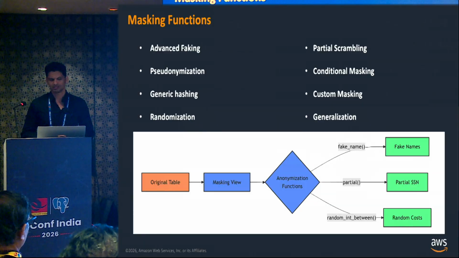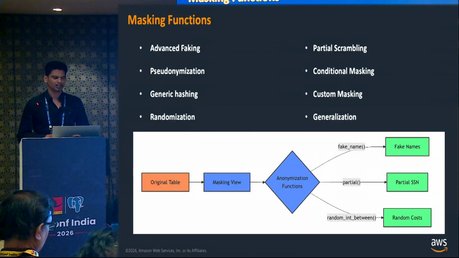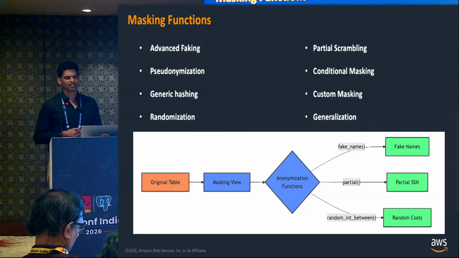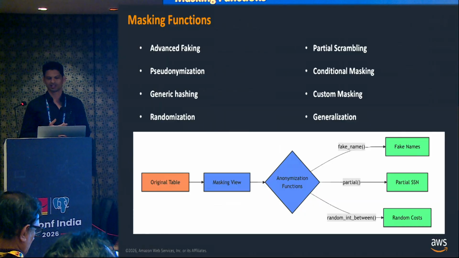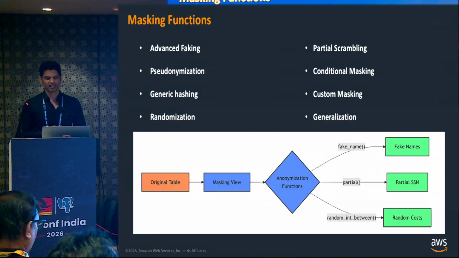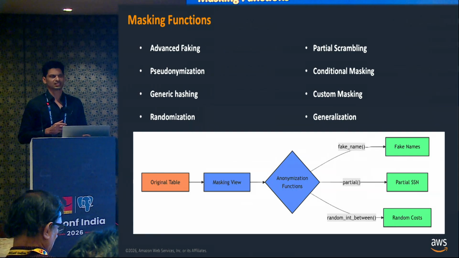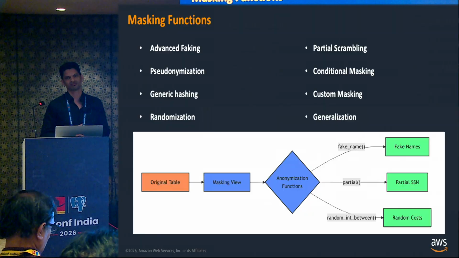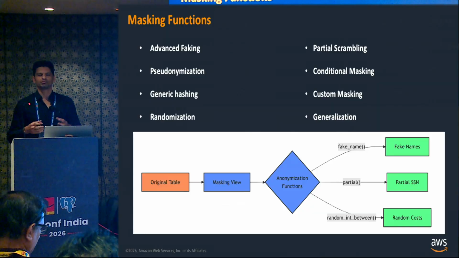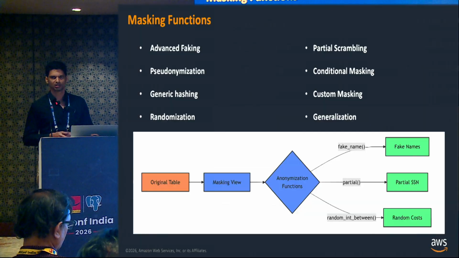And then we have generic hashing. It also creates a deterministic hashing value, like pseudonymization. Randomization will create lots of random values. Partial scrambling is for cases like credit card or phone numbers, where you want to mask only part of the number. Conditional masking is for when you want to apply a filter on your masking rules. Then there is custom masking, which you can use to create your own custom masking functions. And finally we have generalization, which replaces the original value with a range that contains it. It is not suggested for use in prod.